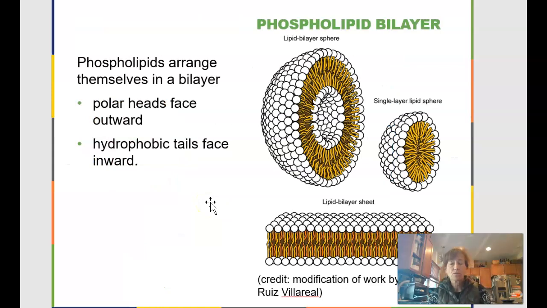Because of that, when these phospholipids arrange themselves, they form this very particular structure. They form a bilayer. And what that does is it allows for the parts that like the watery environment, whether it's outside or the watery environment inside a cell, are going to face those directions. And then the parts that don't like water are going to be found on that interior. So here you can see that.